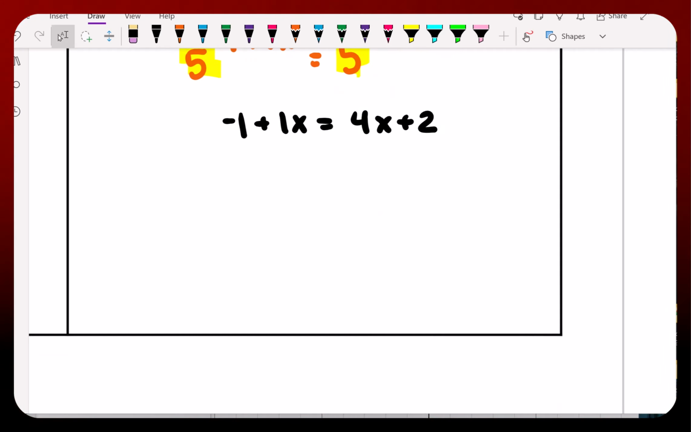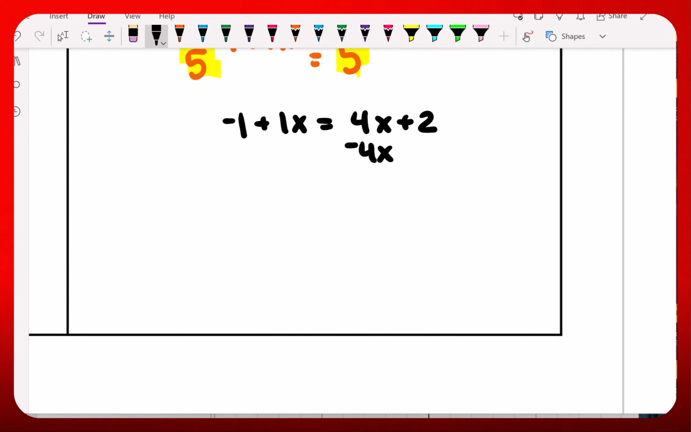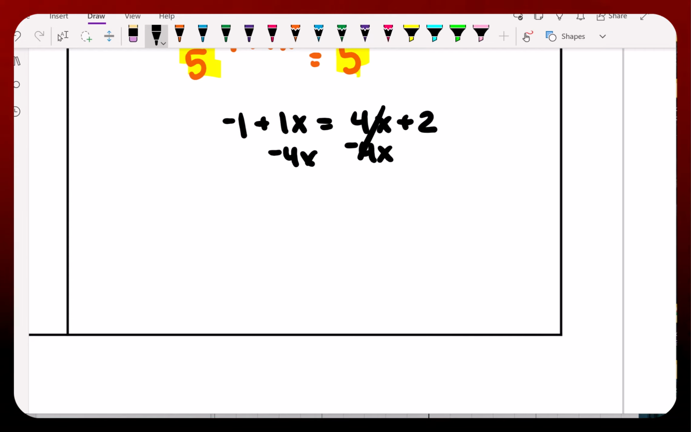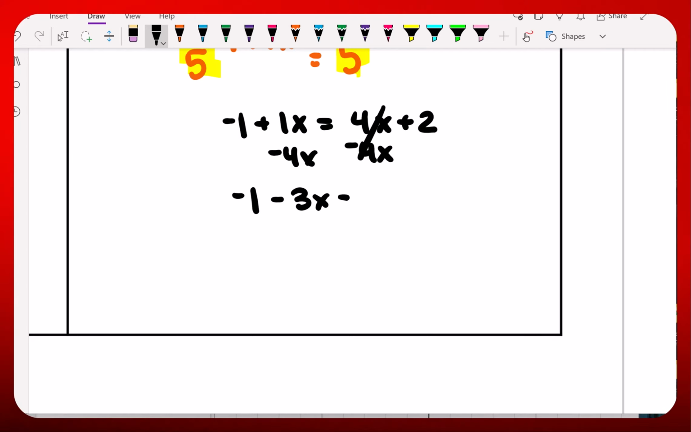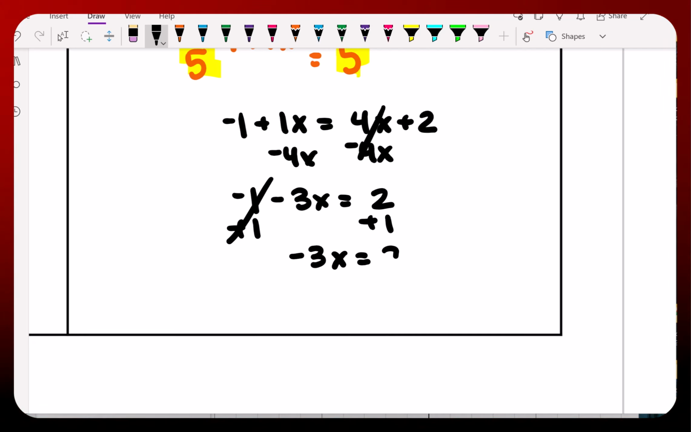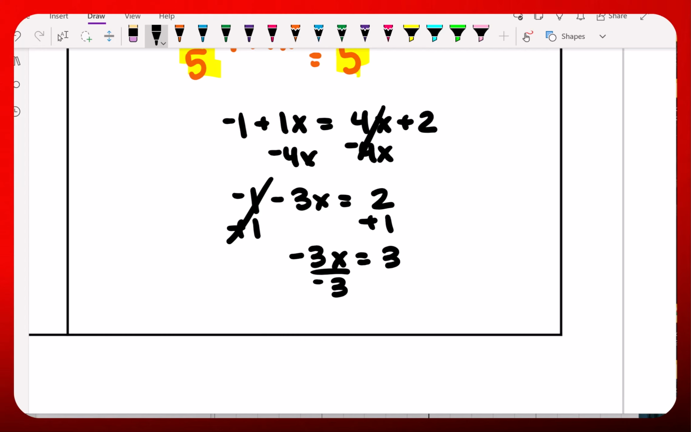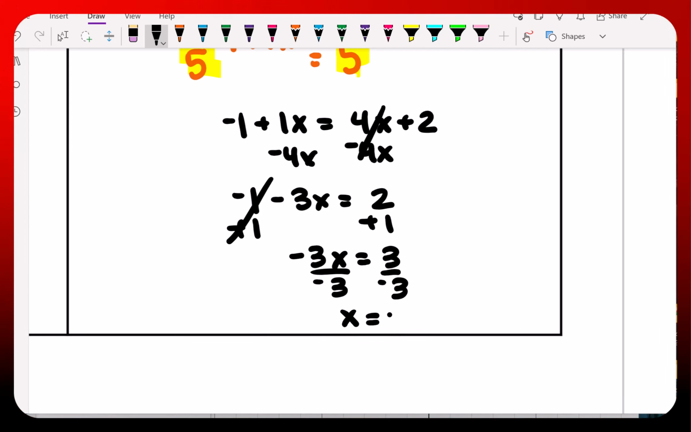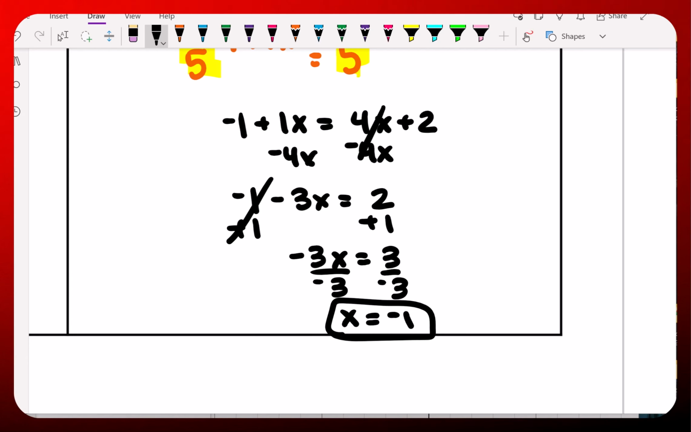And then once again, I've got a linear equation. I'm going to go ahead and subtract 4x. There's lots of different ways you can do this correctly. I'm going to add 1 this time. And then my last step is to divide by negative 3. And that's my final answer. And that's it for page 1.